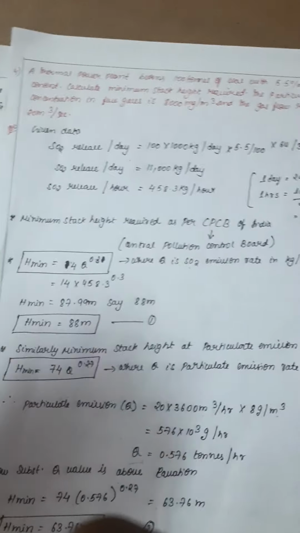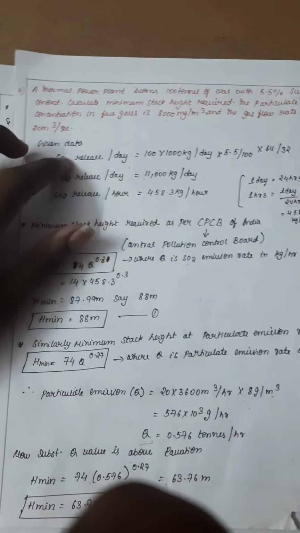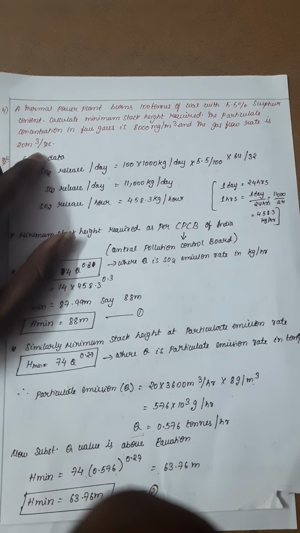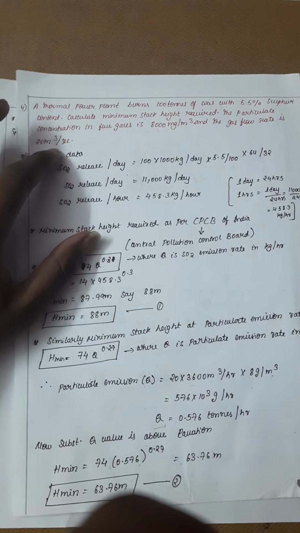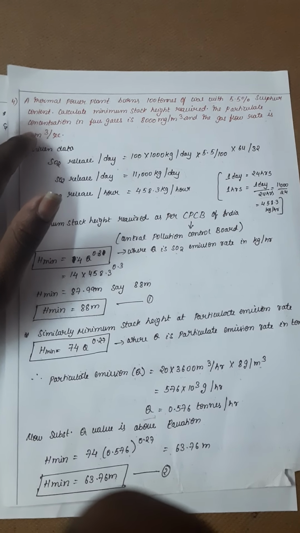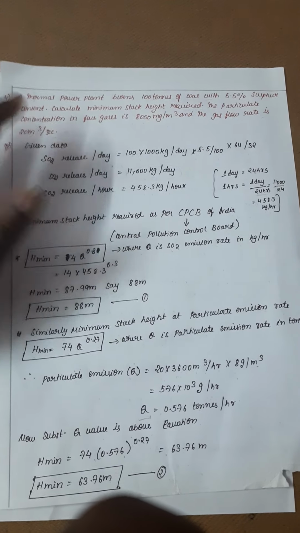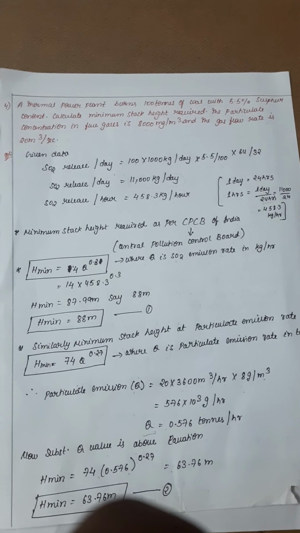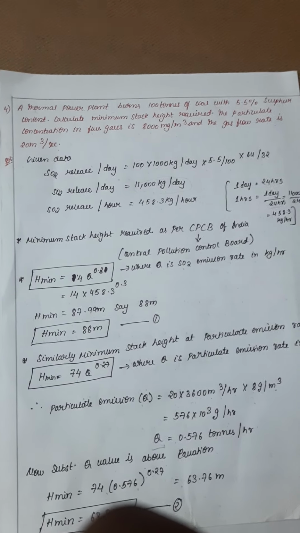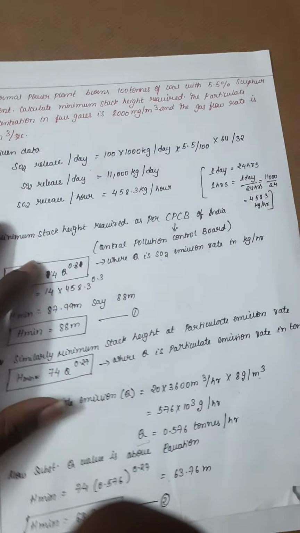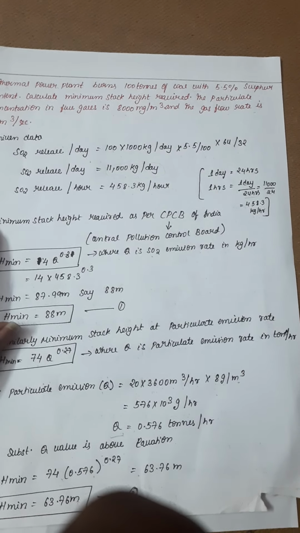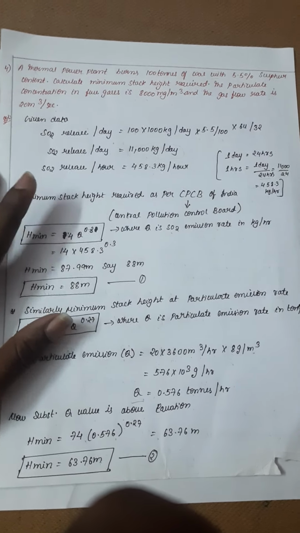So next, a thermal power plant burns 100 tons of coal with 5.5% sulfur content. Calculate the minimum stack height required if the particulate concentration in the flue gases is 8000 mg per meter cube. The gas flow rate is 20 meter cube.